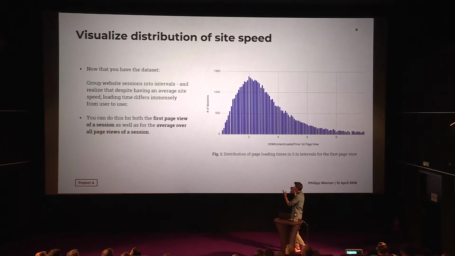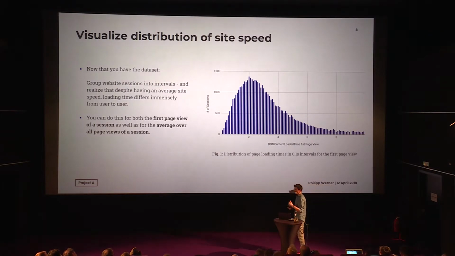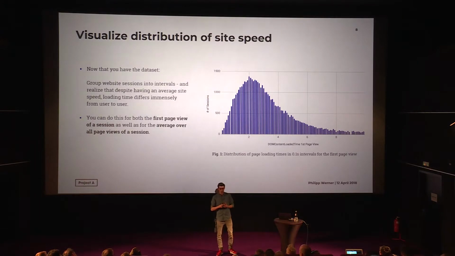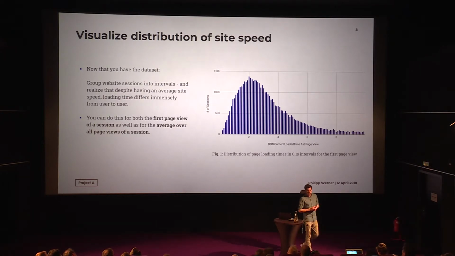And now there's two ways you can do this, or probably even more. We checked out two. The first one is you do this for the first page view of every session, so really only the first page loading. Or you take the average over all pages that are being loaded within the session. When you do that, you have the problem of caching. So we try to avoid that and simply focus from now on the first page really being loaded.